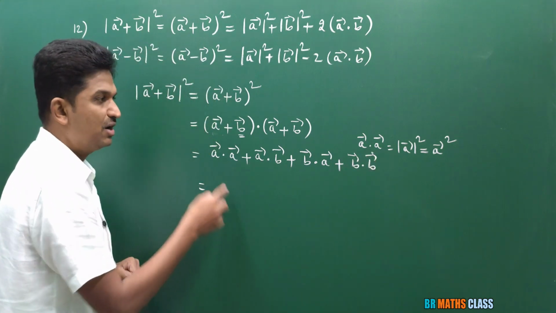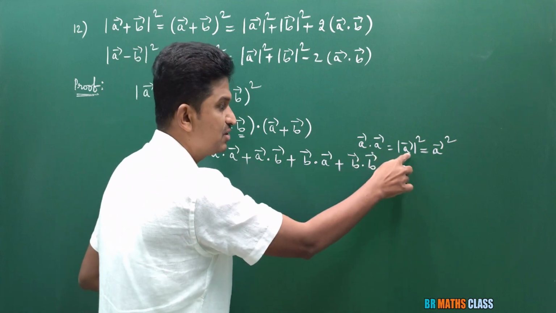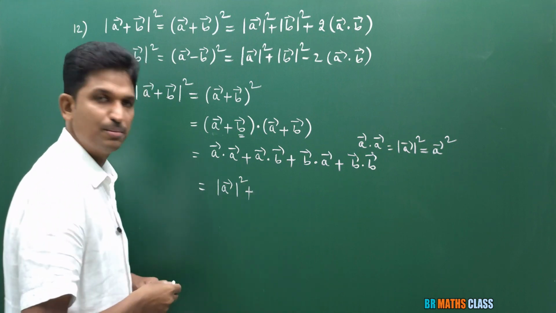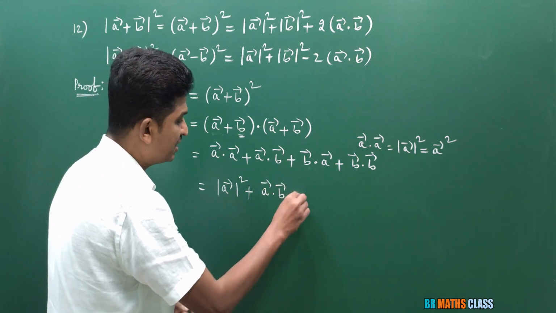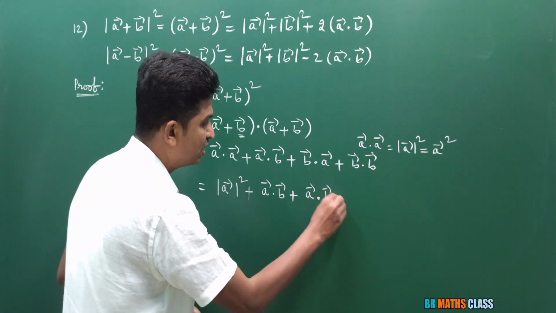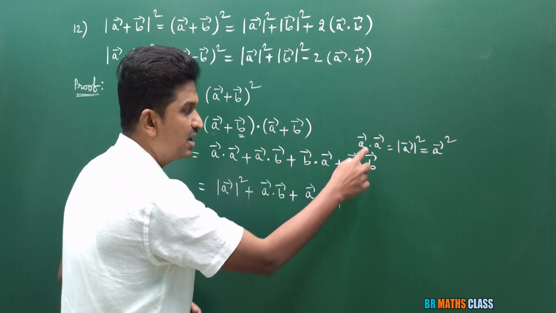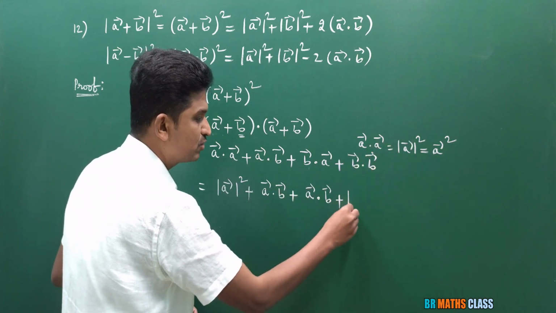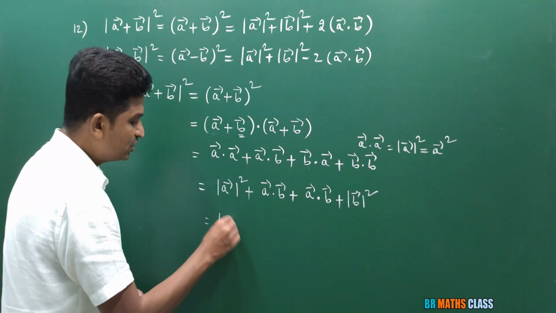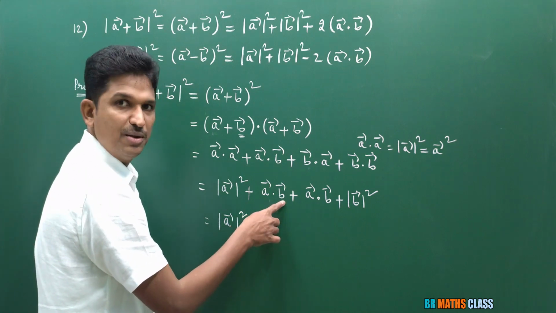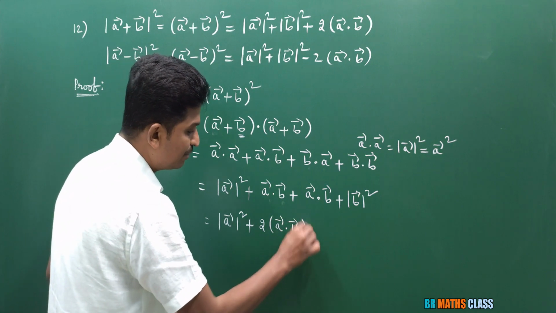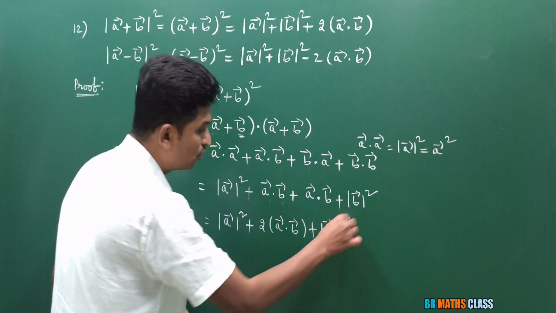What is a bar dot a bar? This is the formula we learned. A bar dot a bar is the magnitude of a bar whole square. So a bar dot a bar can be written as magnitude of a bar whole square plus a bar dot b bar plus b bar dot a bar, which is the same as a bar dot b bar. What is b bar dot b bar? As a bar dot a bar is magnitude of a bar whole square, b bar dot b bar is magnitude of b bar whole square. So this equals magnitude of a bar square plus a bar dot b bar plus a bar dot b bar, that is 2 times a bar dot b bar, plus magnitude of b bar whole square.